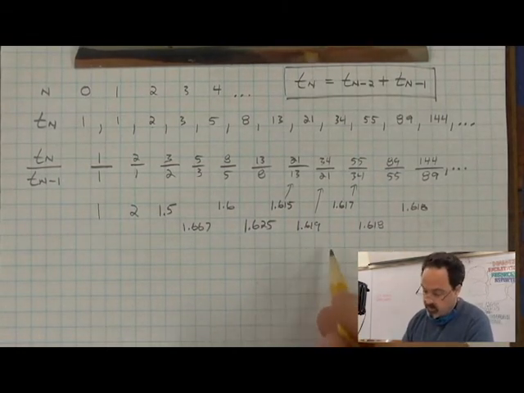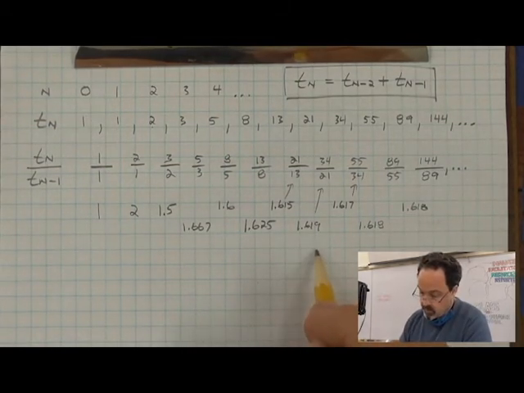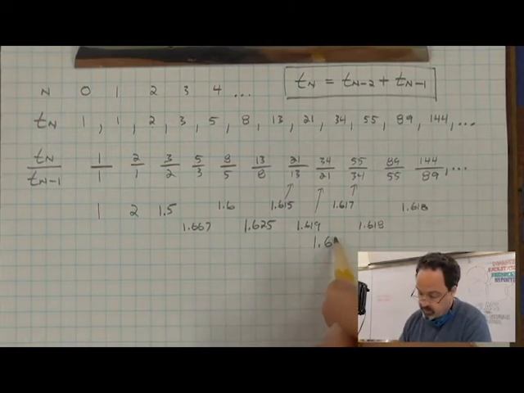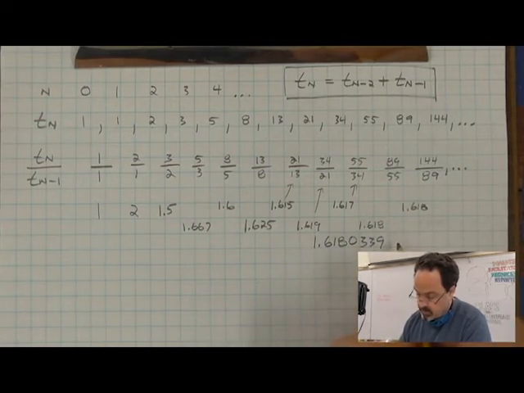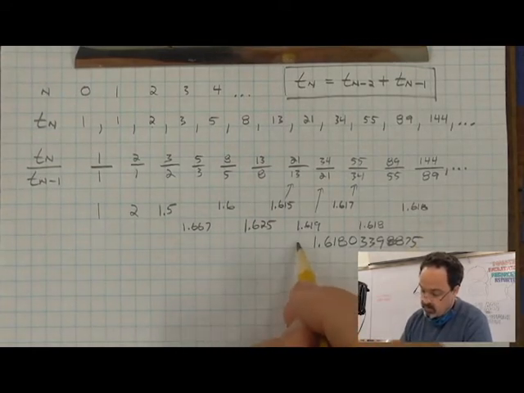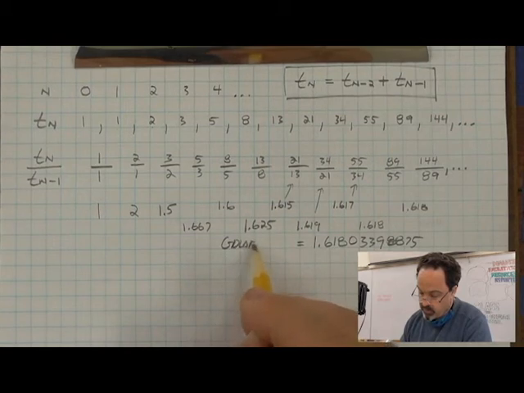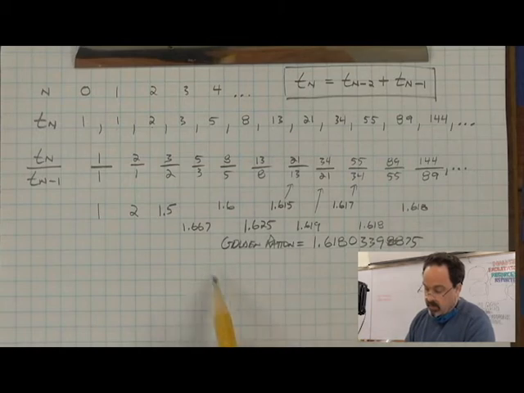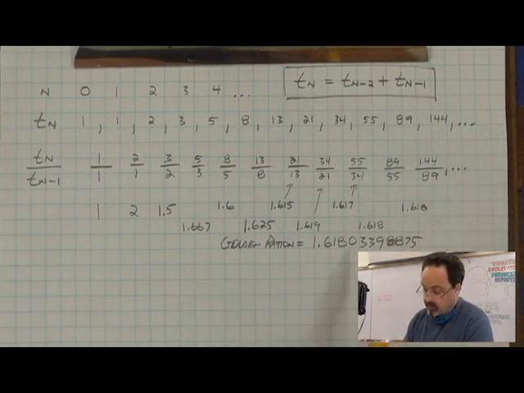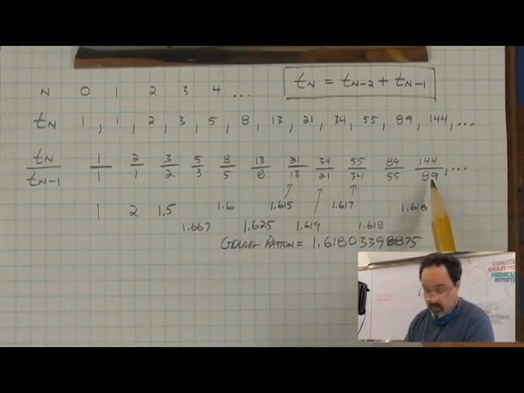I'm going to write a more expanded form of this number, a more complete approximation, 1.61803398875. This number is what we call the golden ratio. It's a ratio because it came from observing a sequence of ratios.